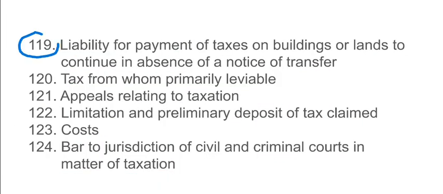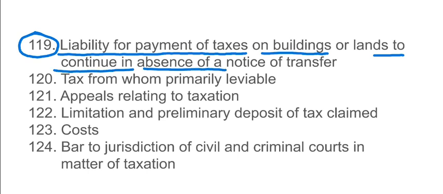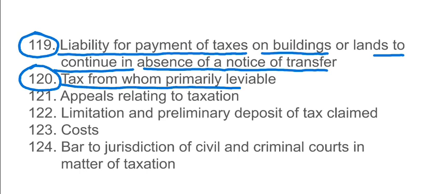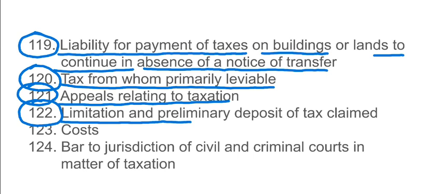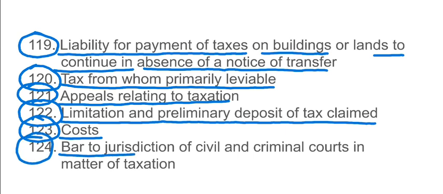Section 119 liability for payment of taxes on buildings or lands to continue in absence of a notice of transfer. Section 120 tax from whom primarily leviable. Section 121 appeals relating to taxation. Section 122 limitation and preliminary deposit of tax claimed. Section 123 cost. Section 124 bar to jurisdiction of civil and criminal courts in matter of taxation.